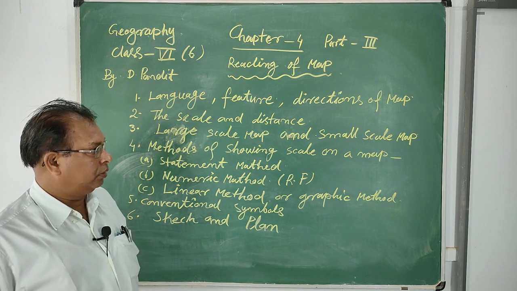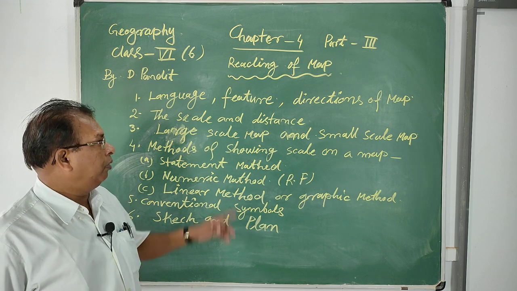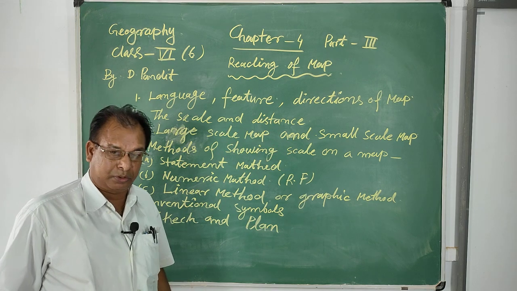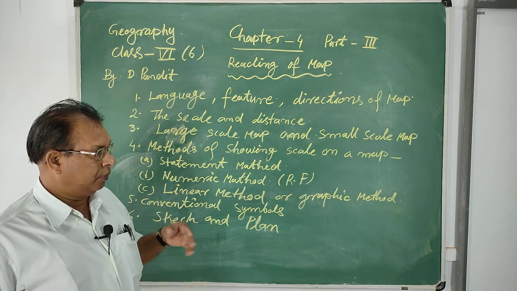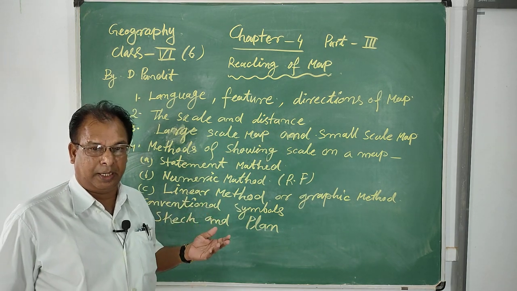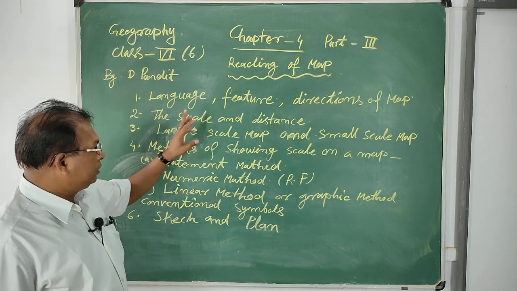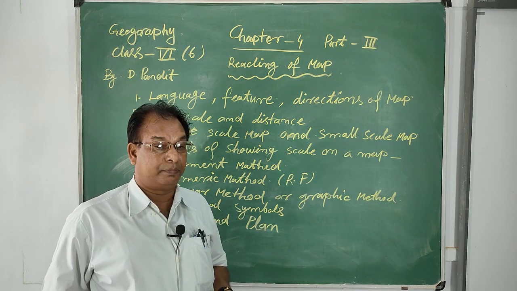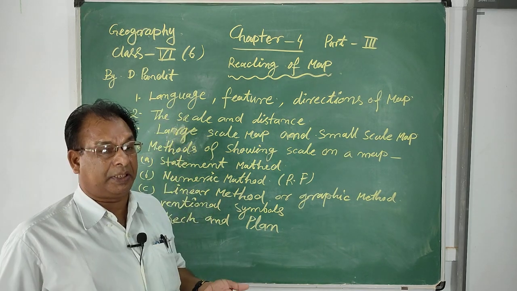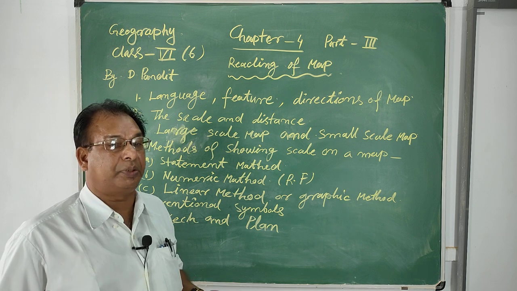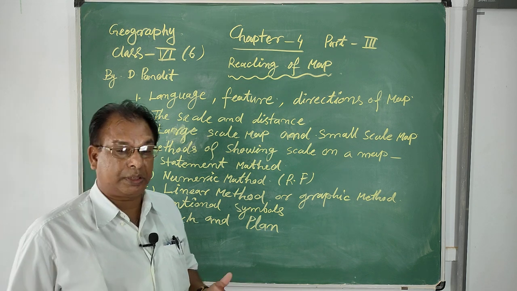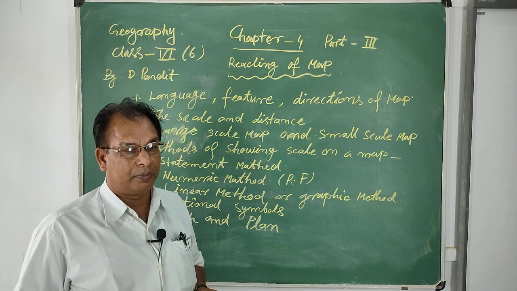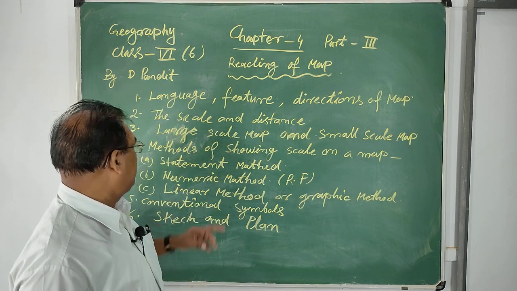You will also study today about chapter 4 part 3, because I have already completed parts 1 and 2 in the earlier classes. In this chapter, you have studied what a map is, the classification of maps, the difference between a map and a globe, and which types of problems are faced in drawing a map. Now we will study the reading of the map.